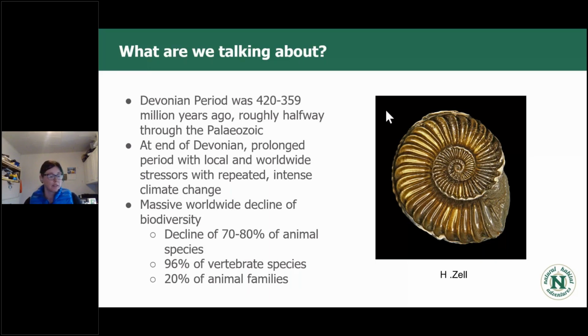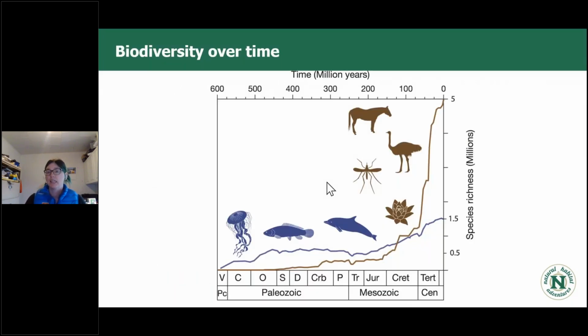Now, last time I did a talk on mass extinction, I wanted to give some context for what we were talking about. I'm going to repeat a little bit of that information just briefly for anybody who didn't catch the last one, and talk about mass extinctions in general and trends in biodiversity. So here we're looking at a graph of biodiversity increases over time, where we're looking at older on the left, more recent on the right.